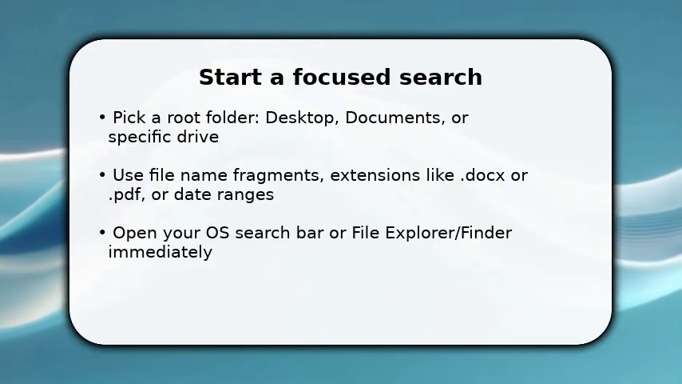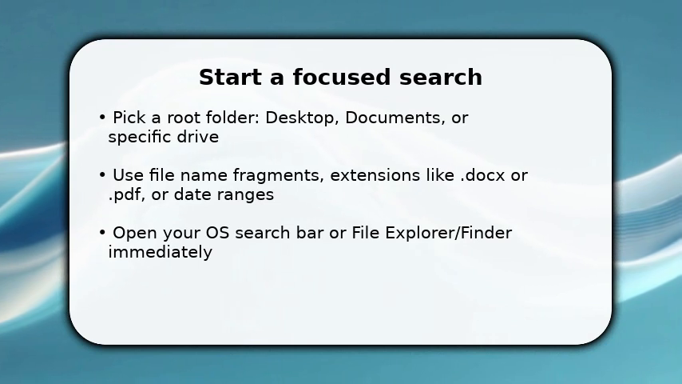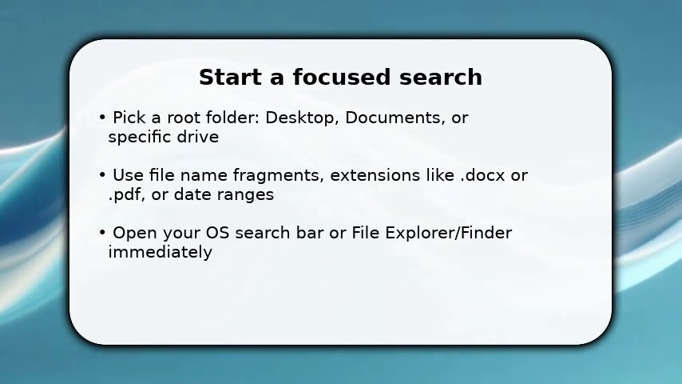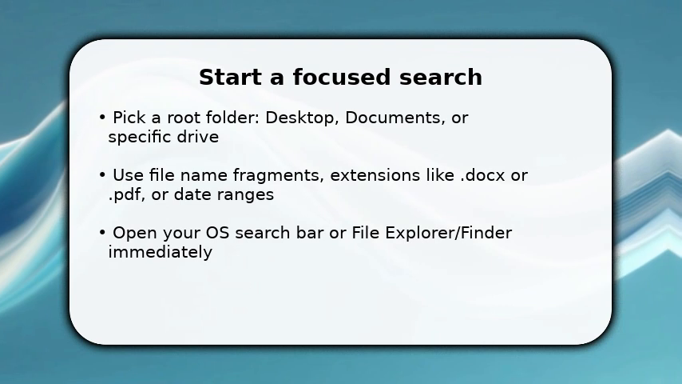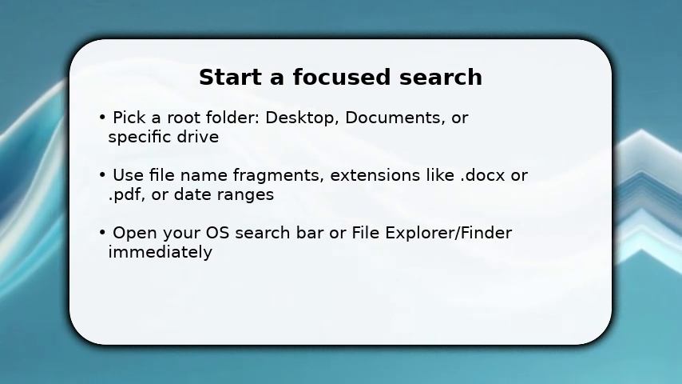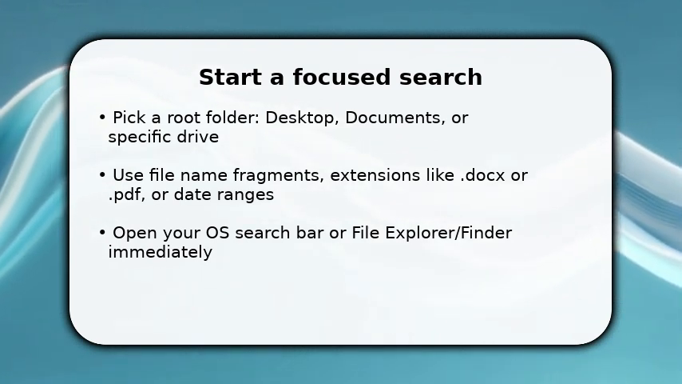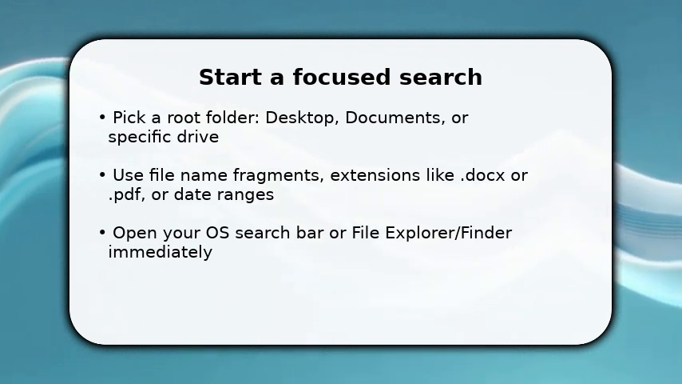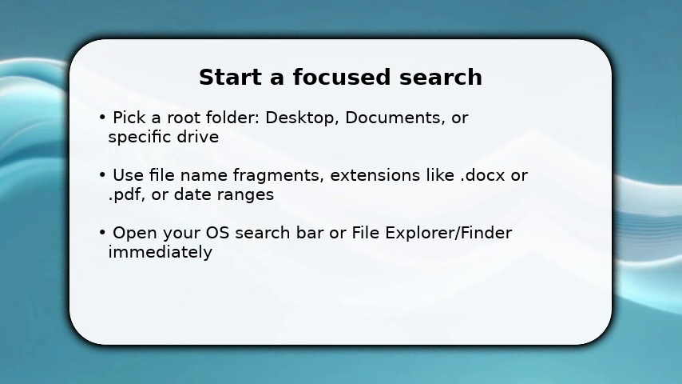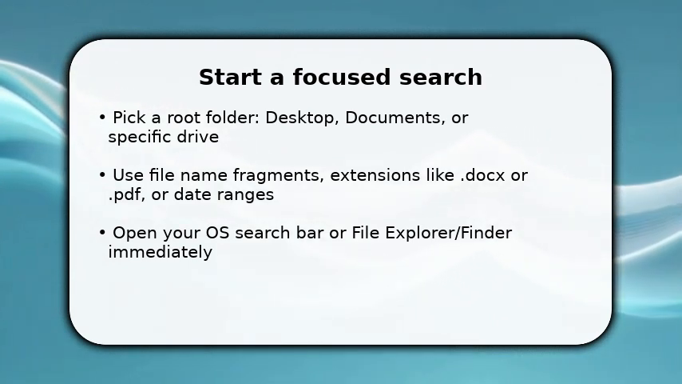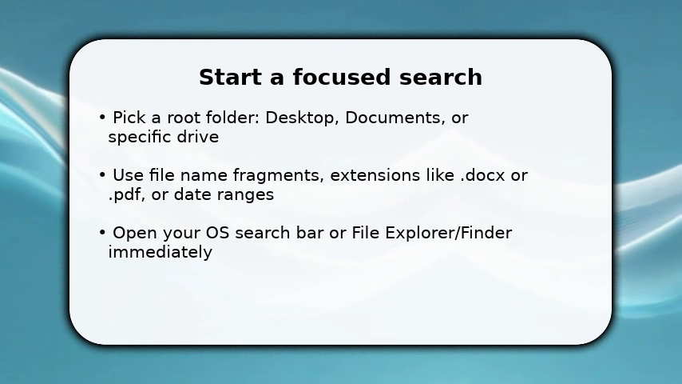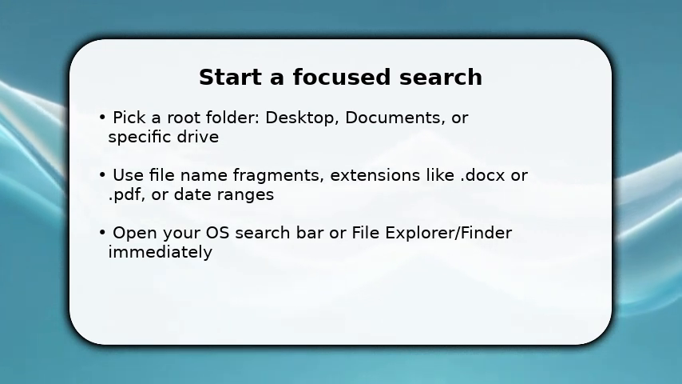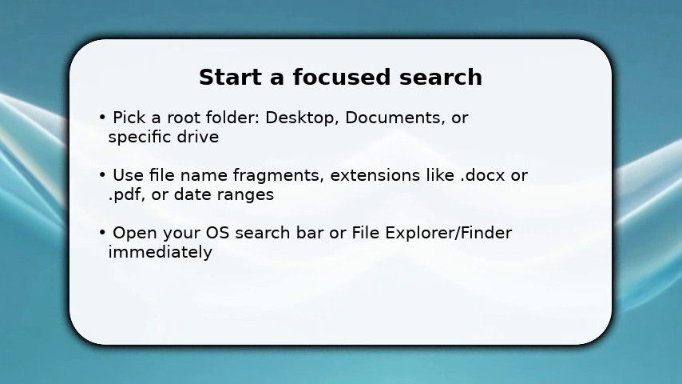You start by choosing where to look and why. Pick desktop, documents, or the drive that most likely holds the file. Once chosen, open File Explorer or Finder and click the search box, typing a fragment of the file name or an extension like PDF quickly narrows results. Make sure to set a date filter if you recall when it was created. This first step saves time and prevents scattered searching across the entire system, which often returns thousands of irrelevant items.